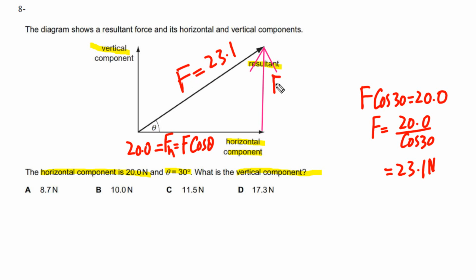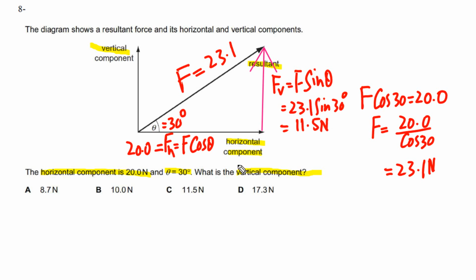Now we need to find the vertical component of force. That is quite straightforward: Fv, the vertical component, will be equal to F sine of the given angle, meaning this angle. In this case, this angle is given, equal to 30 degrees. So we just need to plug in these values and we will get our final answer. Our final answer for this question will be 11.5 newtons. So this is what we needed to find, the vertical component. So our answer is C.